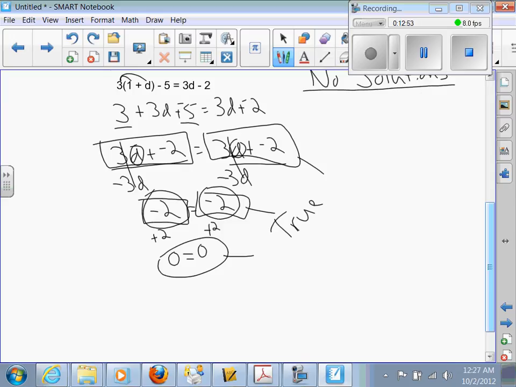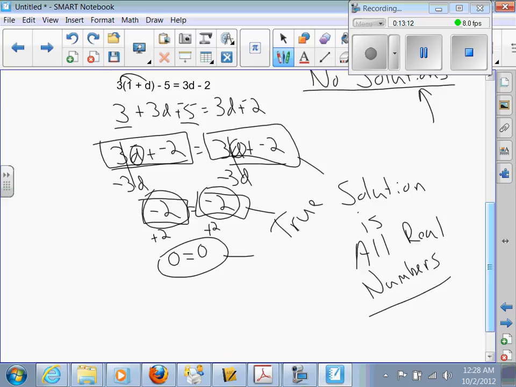Now, given what we did in the last problem, what do you think this is going to be? This is going to be the opposite. The solution is all real numbers. The solution is all real numbers. That means that I can plug in any value for D and I will get a true answer.